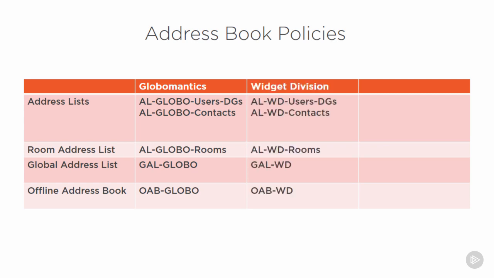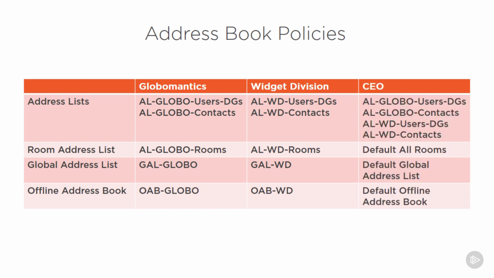For the widget division that is being divested, the same set of address lists, room address list, global address list, and offline address book are also created. The CEO needs visibility of both organizations. So the CEO's address book policy is going to include the address list for Globomantics and the address lists for the widget division. And then the CEO can just continue to use some of the other default address lists and global address lists and offline address book that already exist in the organization.